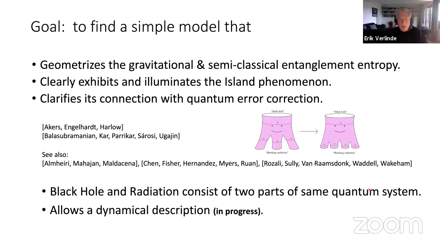So here I had already mentioned some related papers. This is again the same slide. I want to add that the idea from the previous description is to have a description of this black hole and radiation that consists of two parts of the same quantum system, very similar to the story about the Page curve. I also want to do something that allows a dynamical description. This is the part that is still in progress, but I will explain a little bit about that as I go along.